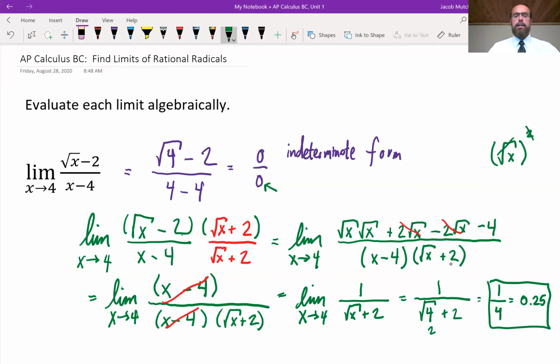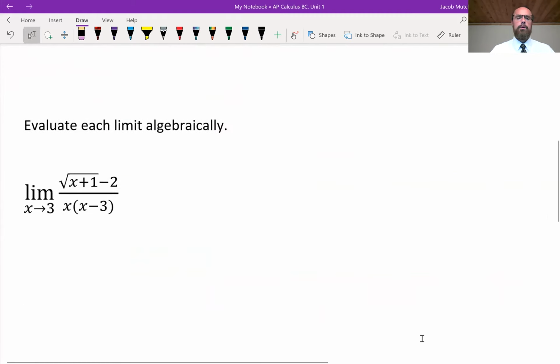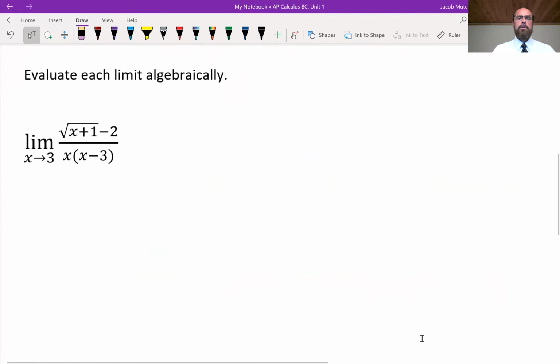So a nice strategy, again, it really all revolves around multiplication by the conjugate. Well, let's take a look at another example here. So I'm going to scroll down to example 2 that has some changes. So notice I do have the limit as x approaches 3 of the square root of x plus 1 minus 2 over x times x minus 3.